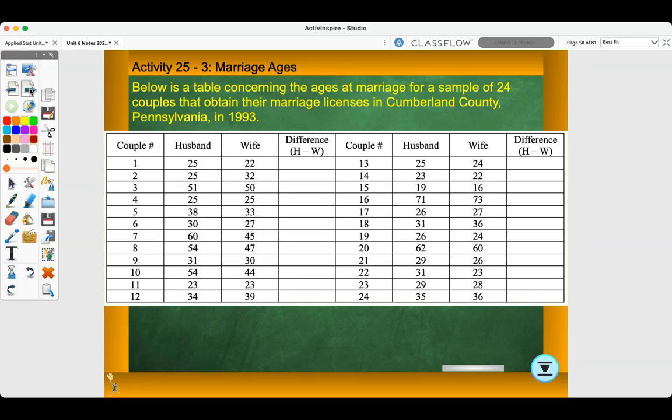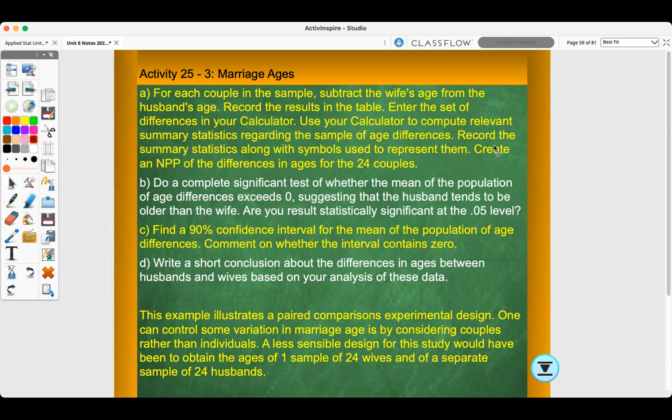Let's look at this example, marriage ages. Below is a table concerning the ages at marriage for a sample of 24 couples that obtained their marriage licenses in Cumberland County, Pennsylvania. So we have the 24 couples, the husband's age and the wife's age in years. You need to calculate the differences, husband minus wife. For each couple in the sample, subtract the wife's age from the husband's age. Record the results in the table.